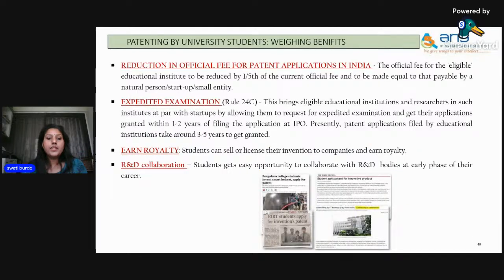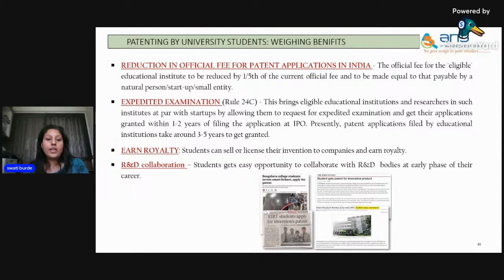Now some points I will talk about the universities, patenting by university students. There is a fee reduction after the amendments have happened, and the official fees have been reduced for individuals and educational institutions. And there is a provision of expedited examination, which I told you that you can file Form 18A. It is done in two ways. One is that you can convert your normal application into an expedited application, and second, directly you can go for an expedited application. Then students can sell their patents, they can license out their patents, and they can earn royalties.